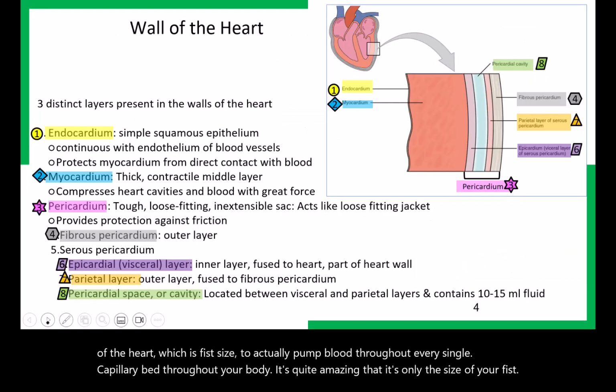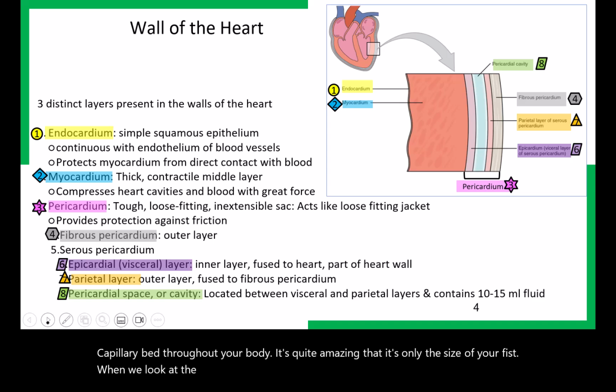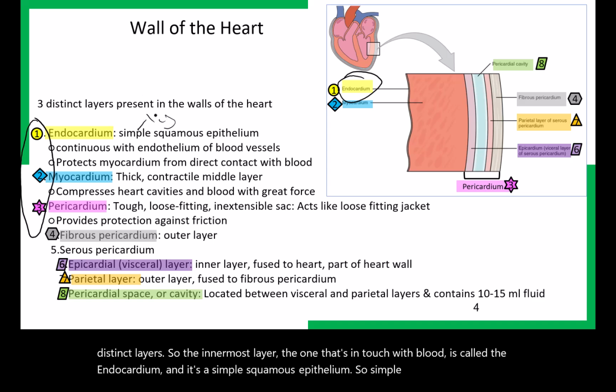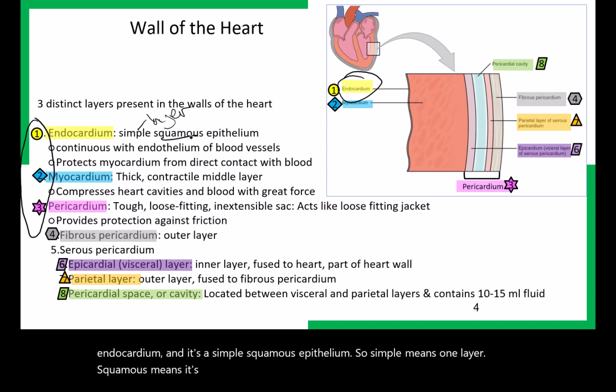When we look at the wall of the heart, what we can see here is it can be divided into 3 distinct layers. The innermost layer, the one that's in touch with blood, is called the endocardium, and it's a simple squamous epithelium. Simple means 1 layer. Squamous means it's flat. And this endocardium is continuous with the endothelium of blood vessels.